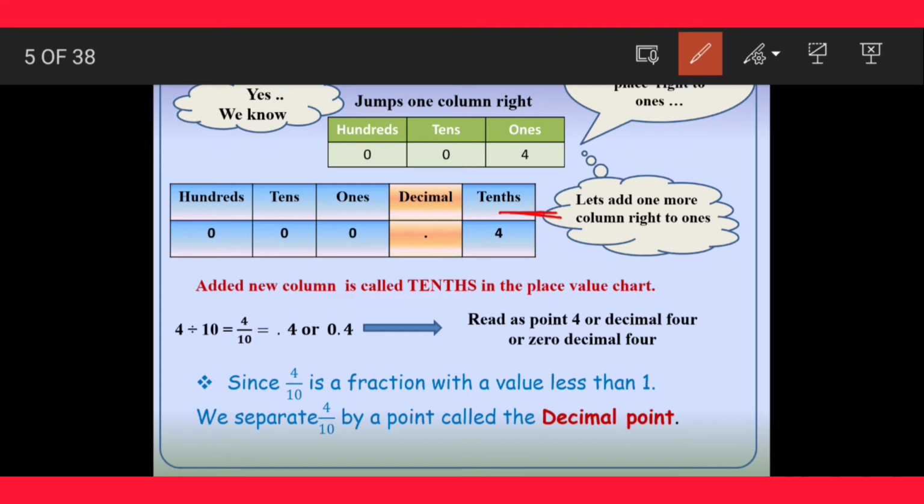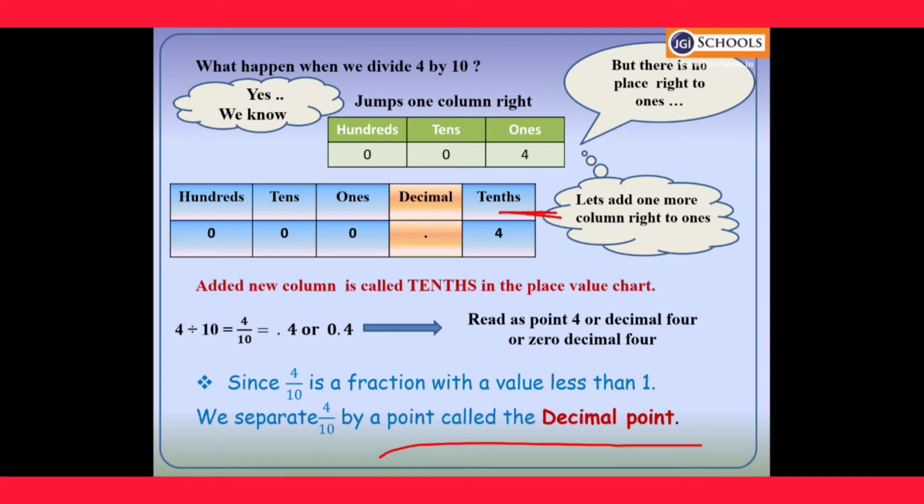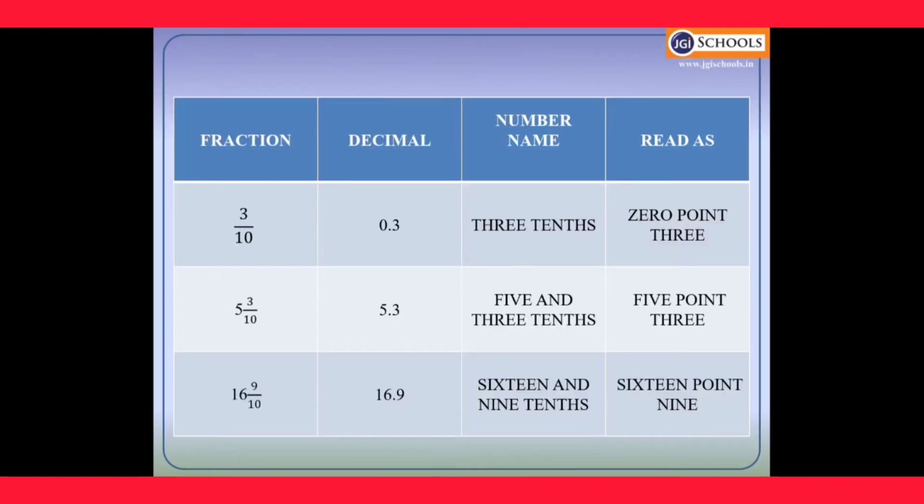Since 4 by 10 is a fraction with a value less than 1, we separate the 4 by 10 by a point called the decimal point. What is this known as? Decimal point. Okay, fine.